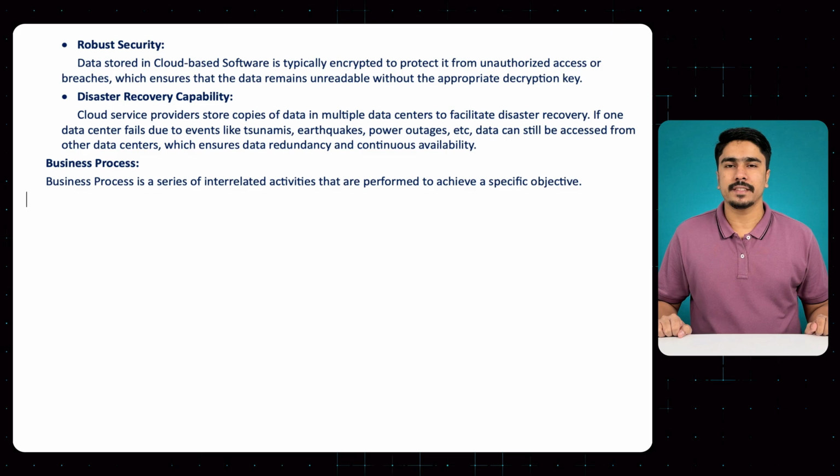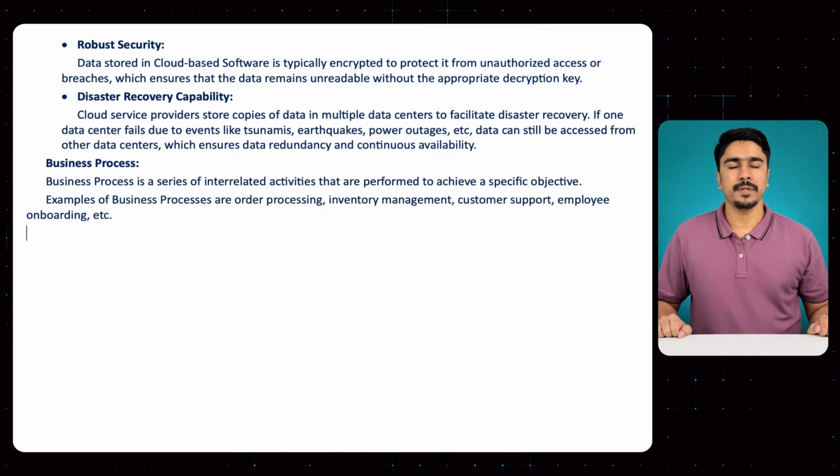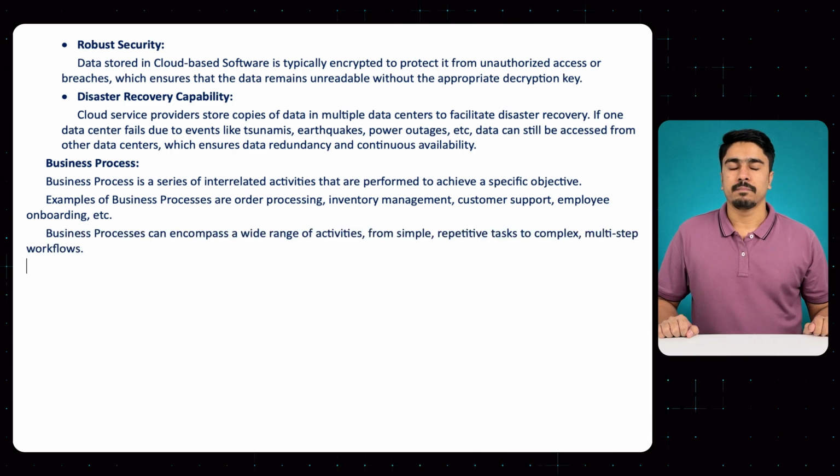Now let's understand what is a business process. Business process is a series of interrelated activities that are performed to achieve a specific objective. Examples of business processes are order processing, inventory management, customer support, employee onboarding, etc. Business processes can encompass a wide range of activities, from simple repetitive tasks to complex multi-step workflows.